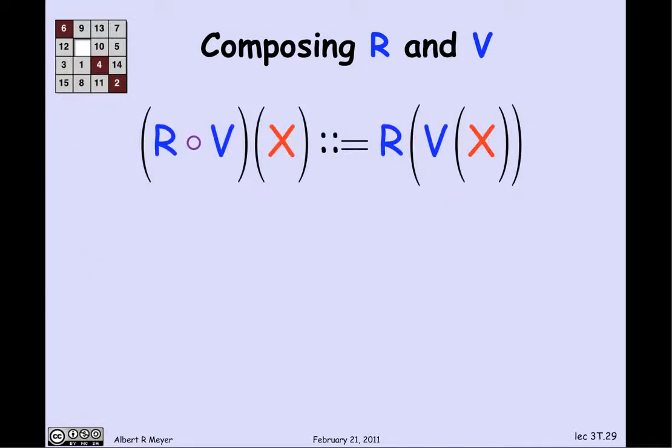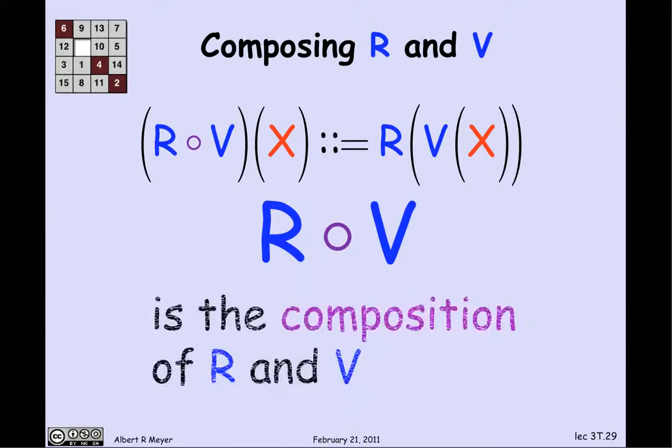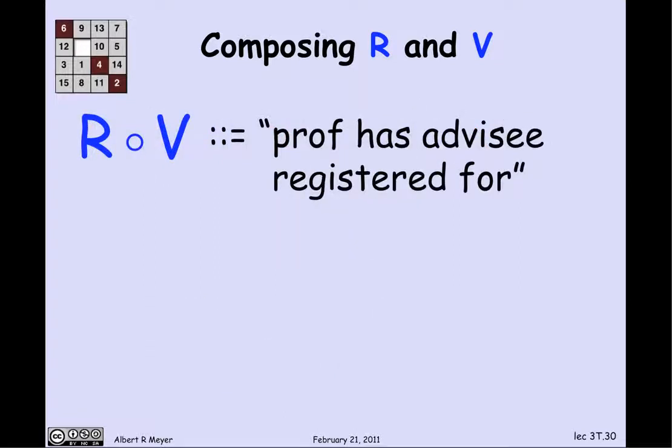Well, we can abstract that out and call this the composition of R and V. It's defined the same way that functional composition is. So R of V is the relation, and the image of a set of professors X under R of V is defined to be: apply V to X and then apply R to V of X. And it's, again, called the composition of R and V.